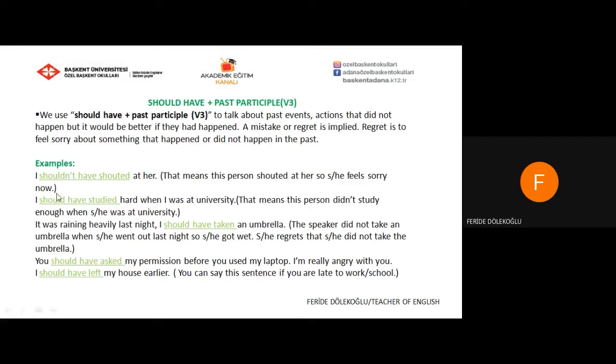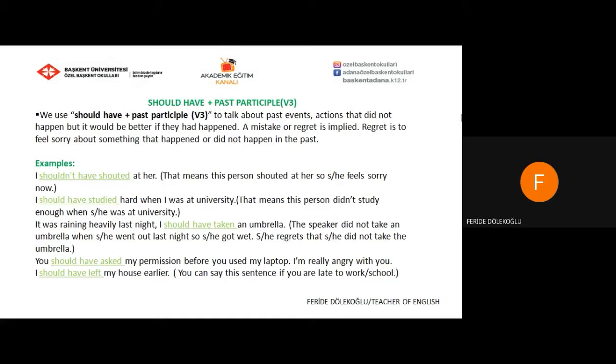Look at the structure. I use the negative form of should with have, and after that, I use the past participle form of the verb shout. I should have studied hard when I was at university. That means this person didn't study enough when he or she was at university.